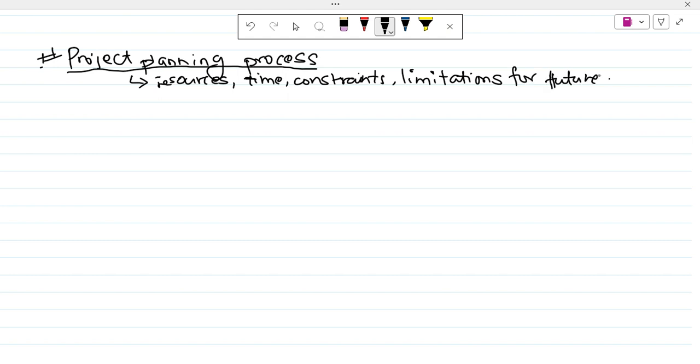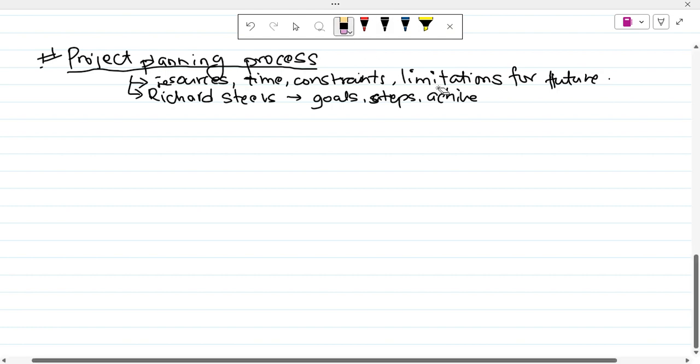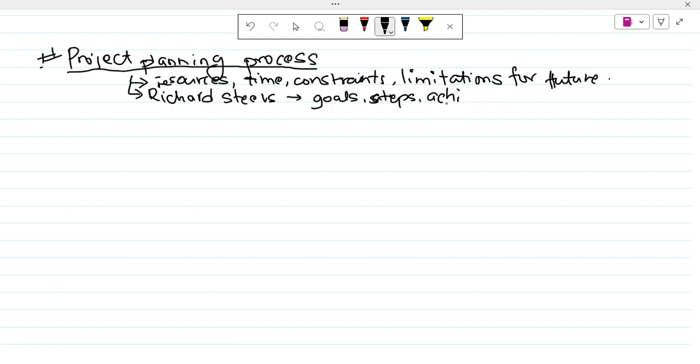It is planning, and according to Richard Steers, project planning involves three steps: goals, achieve steps, and achieving those goals through minor steps. So why is planning important?